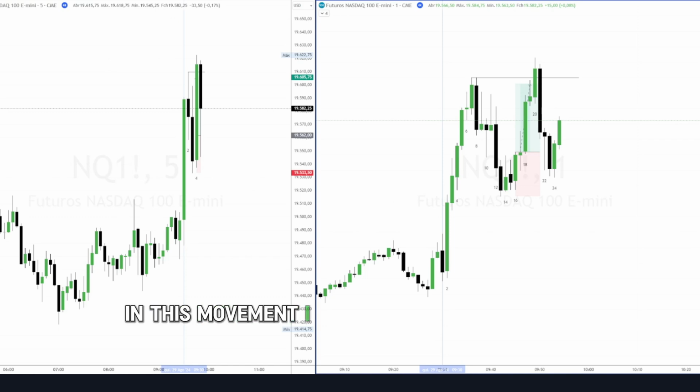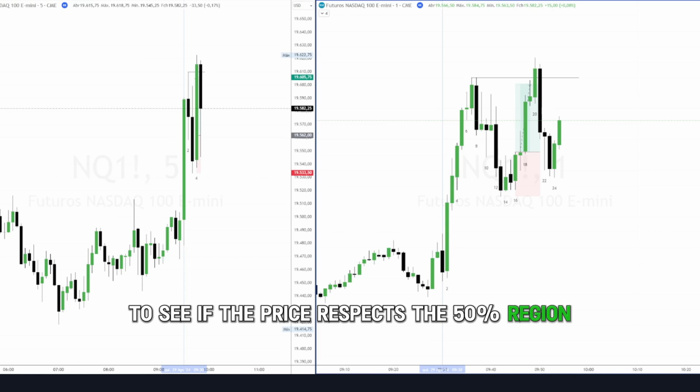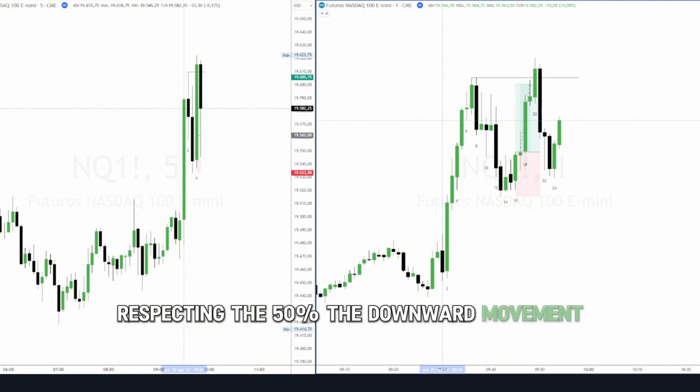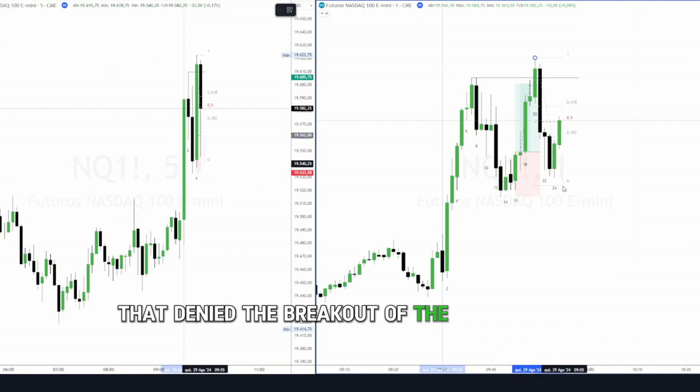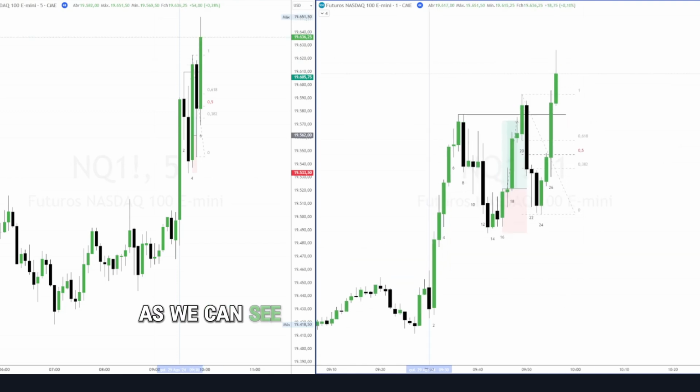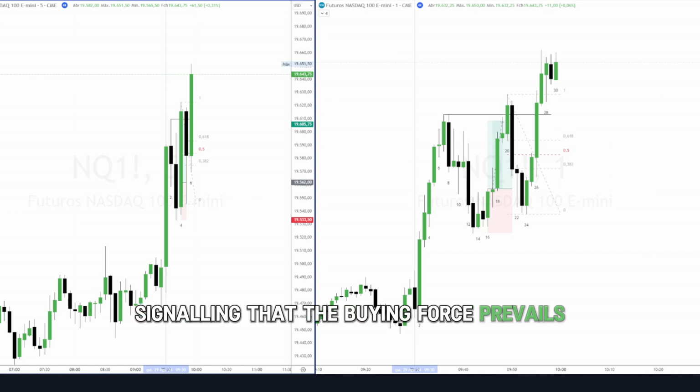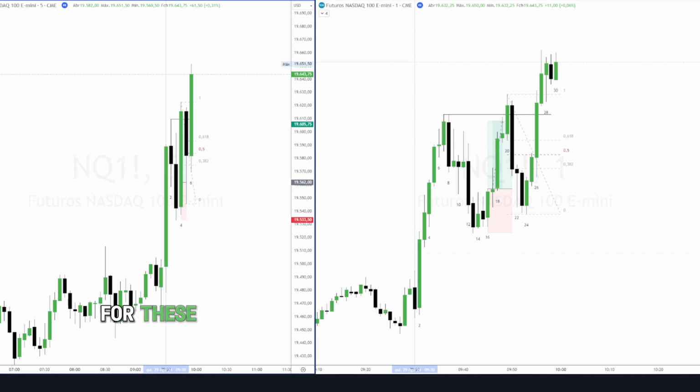In this movement, I mark the Fibonacci again to see if the price respects the 50% region. But now I want to assess whether the selling force will prevail respecting the 50%, the downward movement that denied the breakout of the previous top. As we can see, bar 26 has already opened closing above 50%, signaling that the buying force prevails as the main price force for these first 6 bars of the 5-minute period.